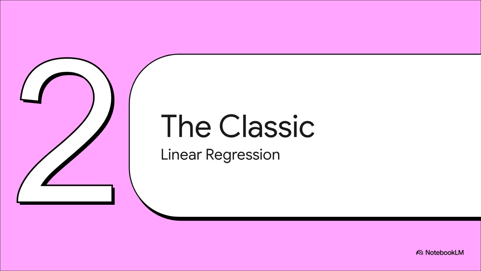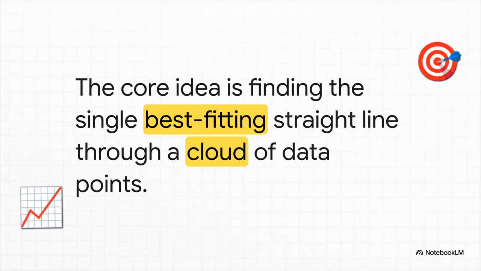To build these amazing predictive models, we have to start somewhere. And that starting point, the absolute foundation, is the most fundamental type, linear regression. I want you to picture a scatter plot of data. Maybe it's house size on one axis and the sale price on the other. Linear regression, a method that actually goes all the way back to mathematicians Legendre and Gauss in the early 1800s, has one simple job. Draw the one single straight line that best slices through that cloud of data.